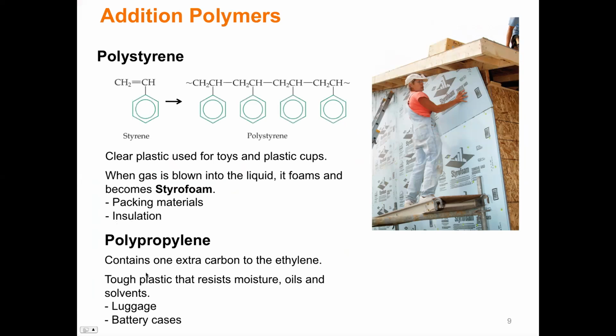Polypropylene. Okay, here you're talking about propylene. Now you have one extra carbon to the ethylene, because now you're at 3 carbons. This is now a very different type of plastic. You can see it resists moisture because it's a longer hydrocarbon, right? Oils and solvents, they use that to make luggage and battery cases, all right? So you can see the different types of polymers are amenable to different types of products.